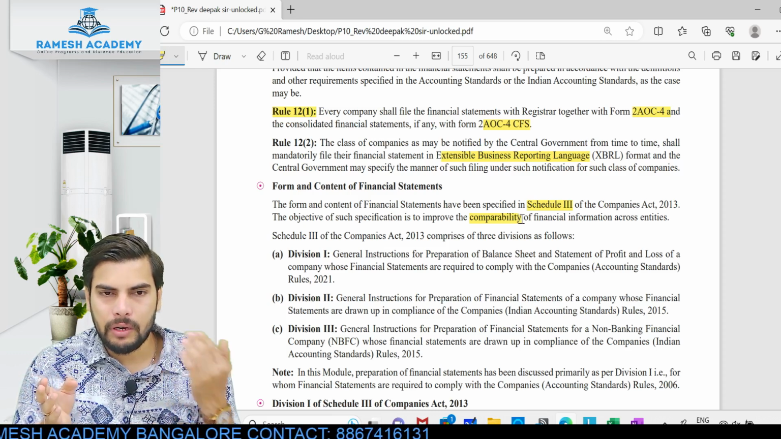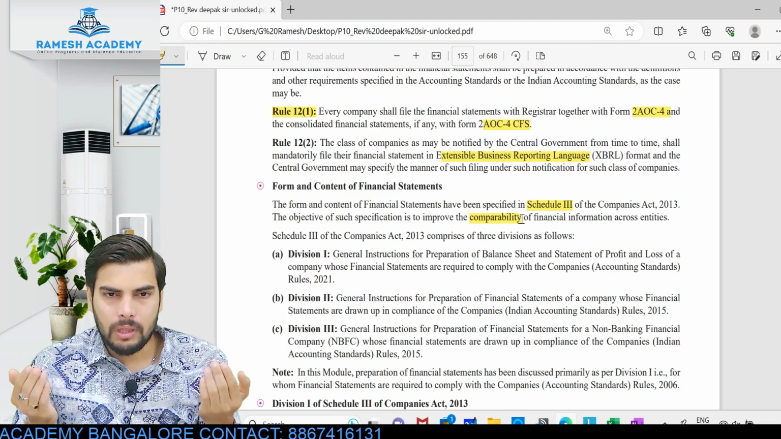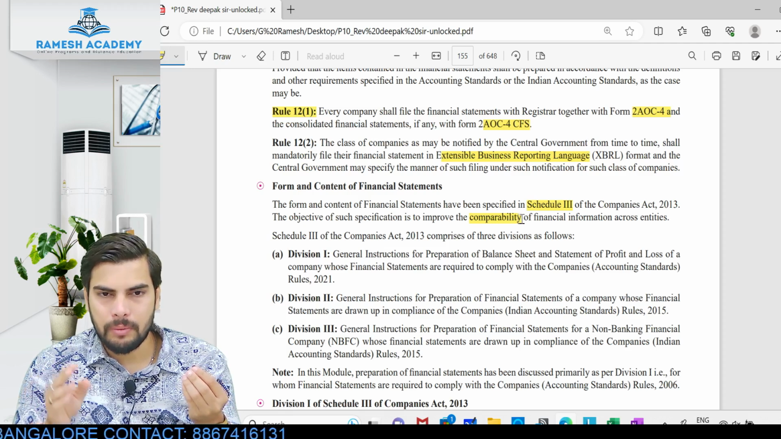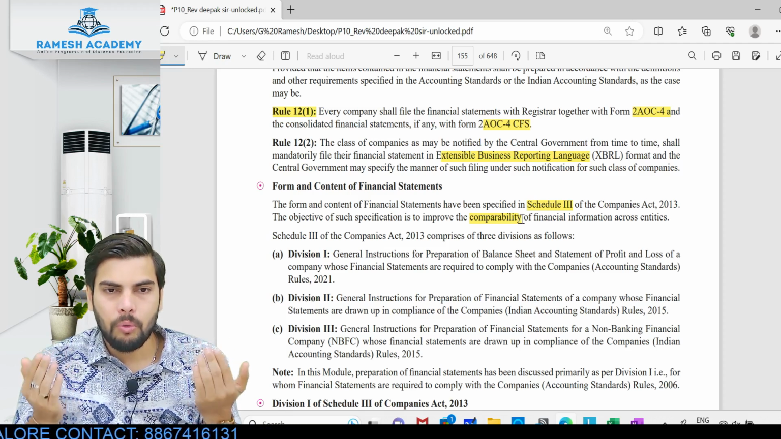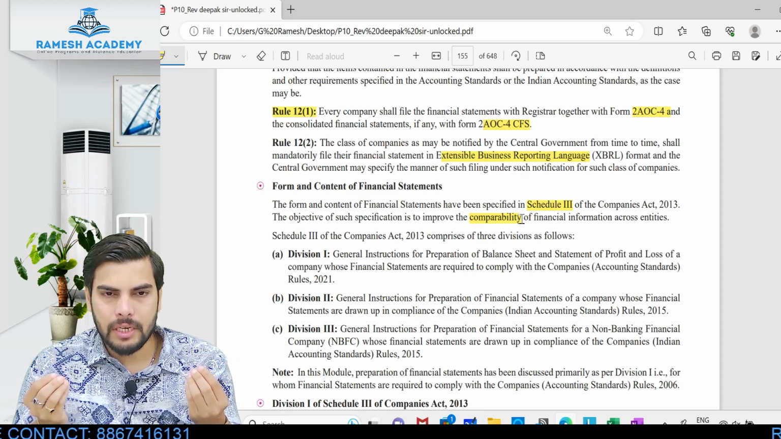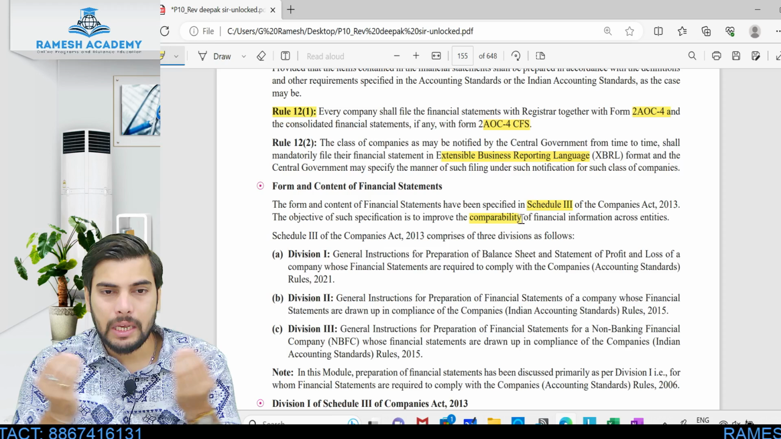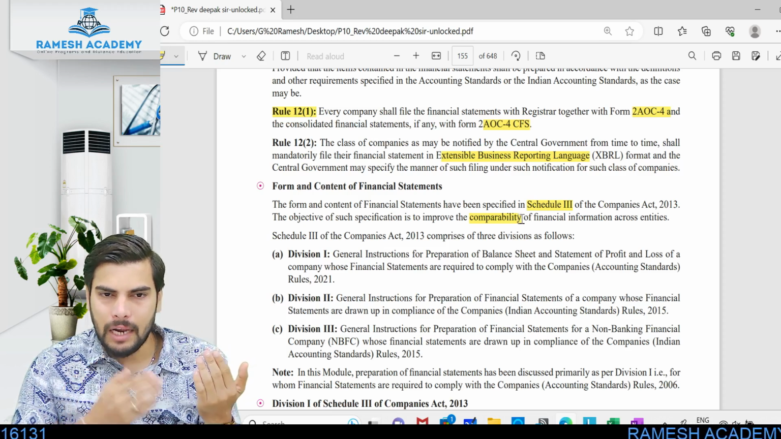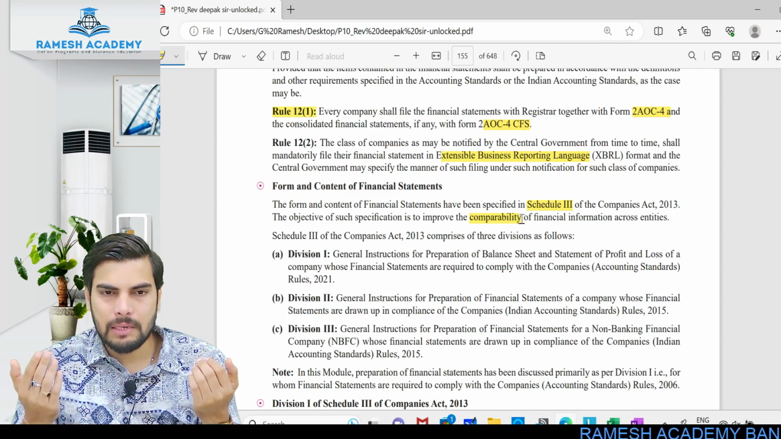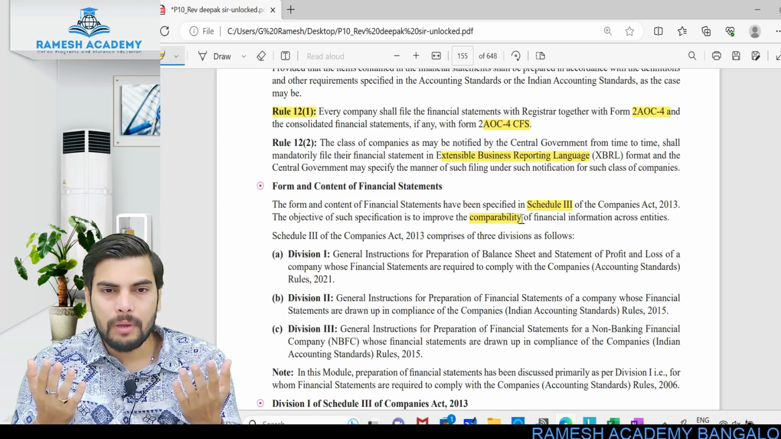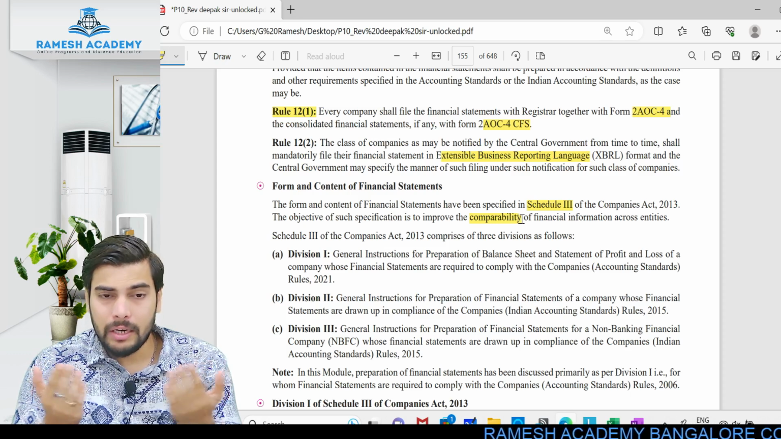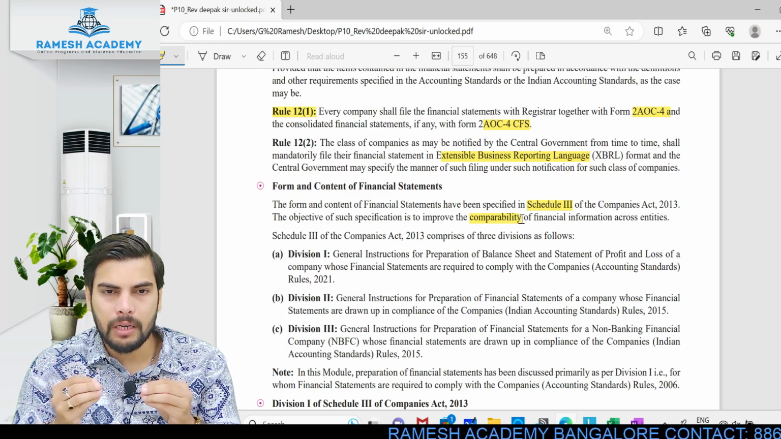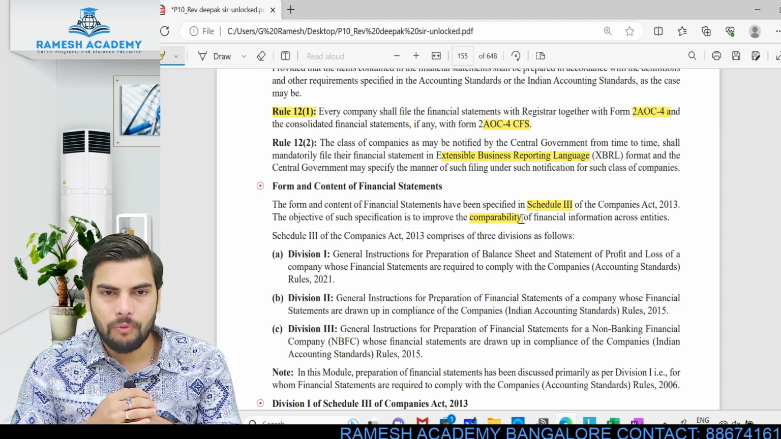Let's say I have A Limited and B Limited. Both are companies, so they will be preparing the financial statement as per the format prescribed in Schedule 3. When both these companies are preparing the financial statement in the same format, it would be easy for me to compare these two financial statements. If I look at the financial statement of A Limited and the financial statement of B Limited, both would have been prepared in the same format, so it would be easy for me to compare the information.